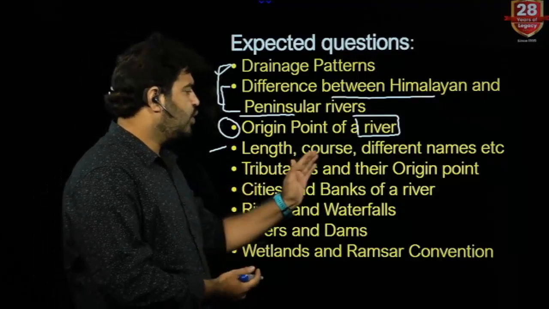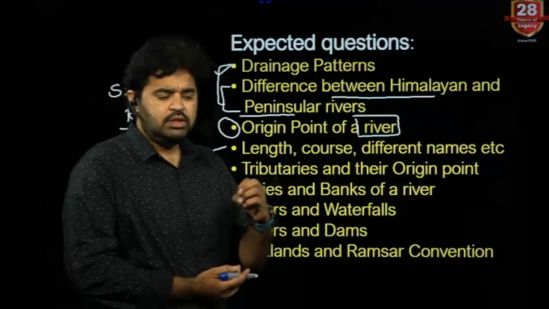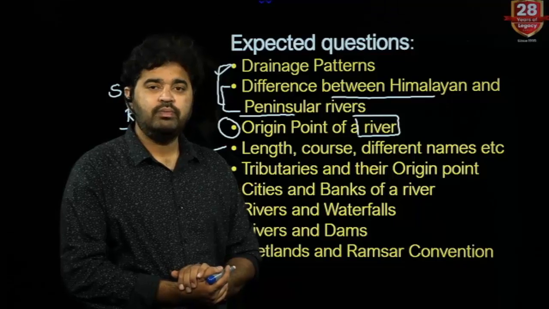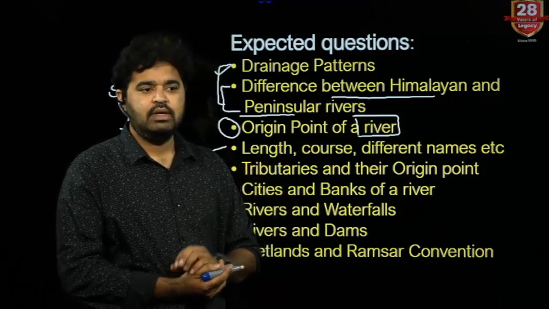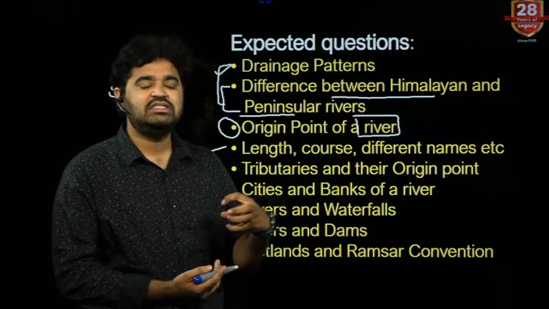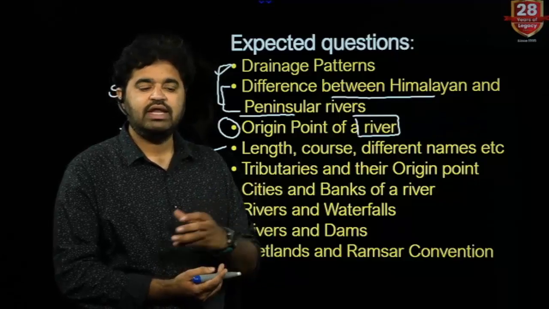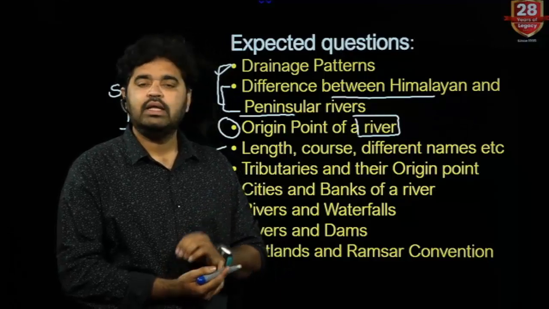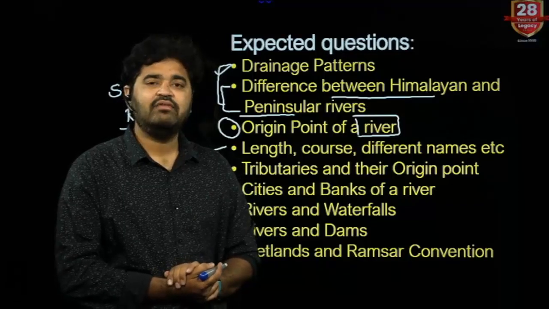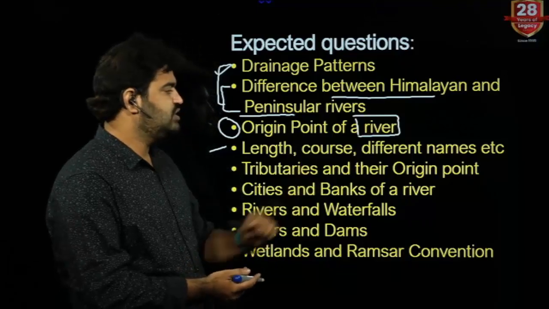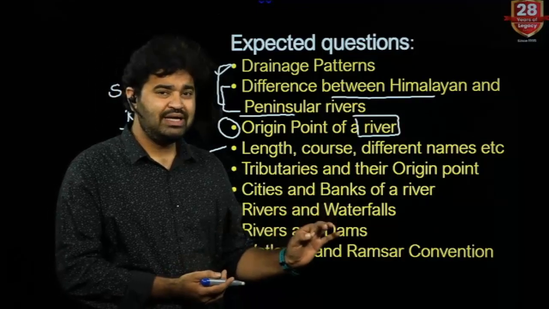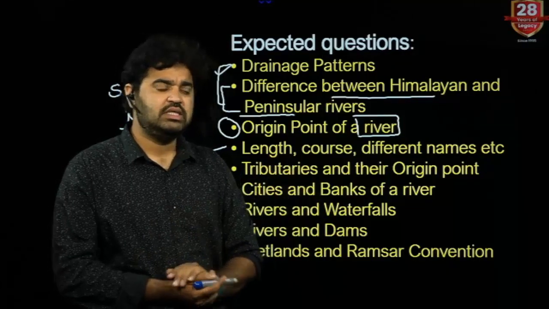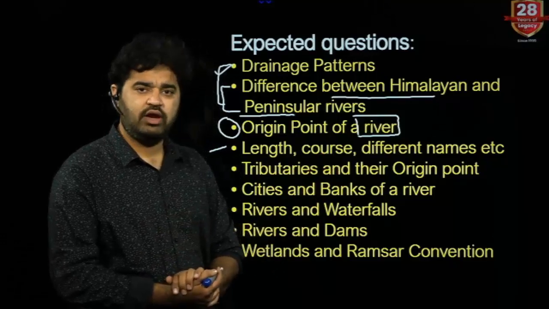Apart from length, course. Course means, for example, any river from its origin point to before meeting the sea may touch different states. So we can expect a question like the Ganga river flows in how many states, or in which of the following states the Ganga river does not flow. So course is very important. The origin point till its meeting point in the sea, the states which the particular river crosses, that is called the course of a river.